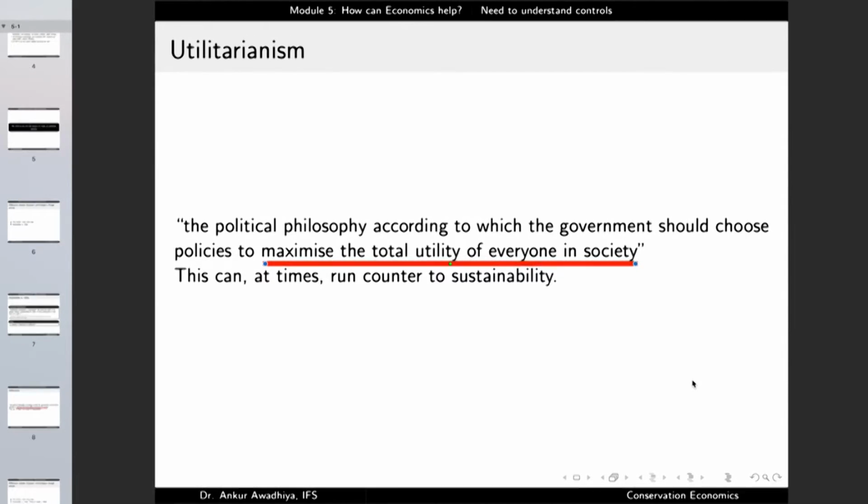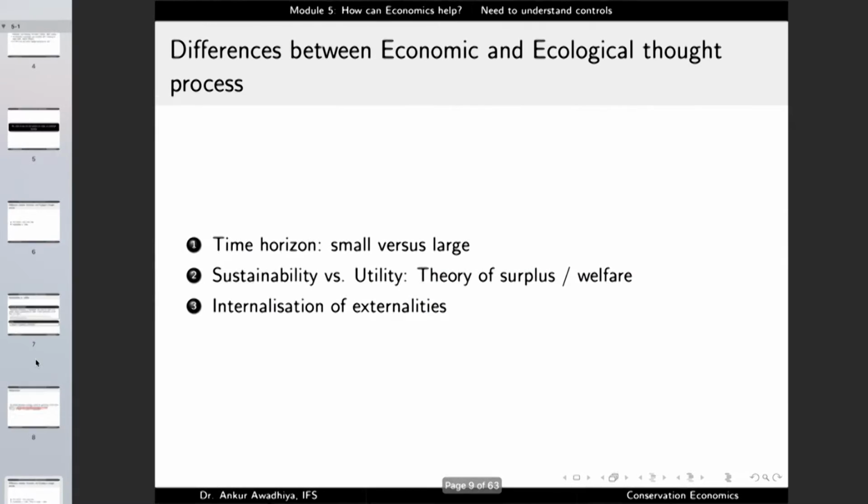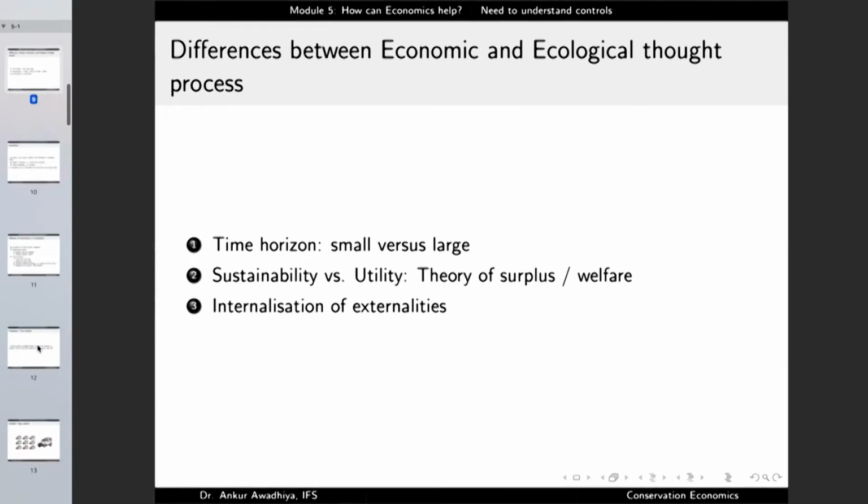And such a thought process in which we want to maximize the utility of the current society can at times run counter to the thought of sustainability. So, this is a major difference between the ecological and the economic thought process. Another difference is whether we are okay with externalities or whether we need to internalize the externalities.